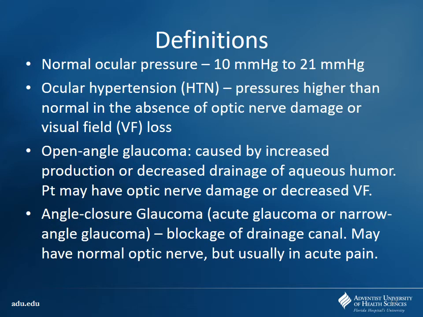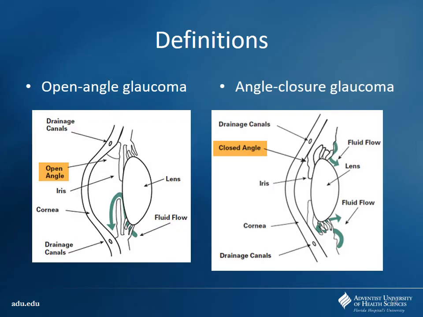So again, normal ocular pressure is anywhere between 10 to 21 millimeters of mercury, and we'd call it ocular hypertension if you start to get above that. And obviously, open angle glaucoma is usually caused by either increased production or decreased outflow of that aqueous humor, versus angle closure glaucoma, which usually is due to a blockage of a drainage canal. It's usually something that's going to require surgery, versus the open angle, which can just require drug therapy for the most part.